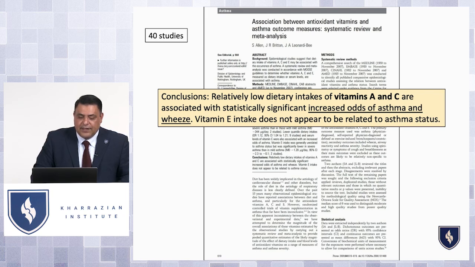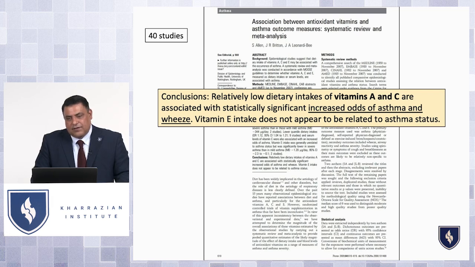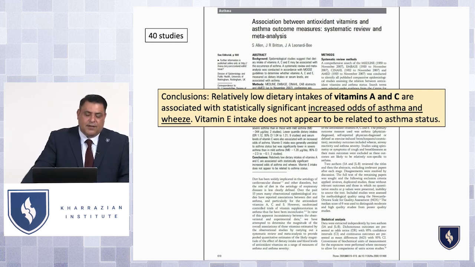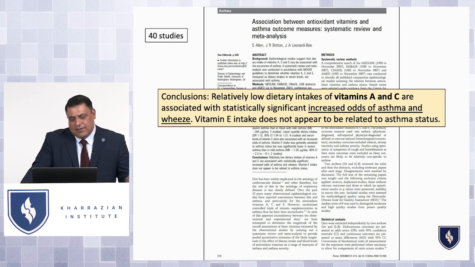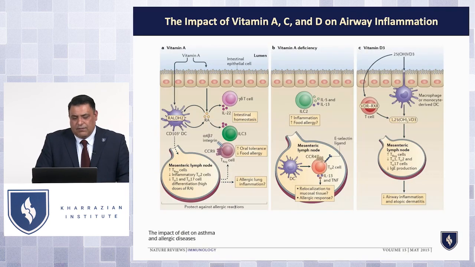There have been 40 studies that looked at different antioxidants and vitamins in this meta-analysis and review in this paper, and they said basically relatively low dietary intake of vitamin A and C are associated with statistically significant increased odds of asthma and wheezing. Now you'll see this common theme with the respiratory tract: vitamin A is essential for the mucosa. So in our fundamental treatment supports for different acute and chronic conditions that have this mucosal support, you always see vitamin A in there. When we say vitamin A, we mean 10,000 IUs or higher daily to really support that mucosa. You see vitamin A in there and vitamin D. Those are the two most important things that are very critical.